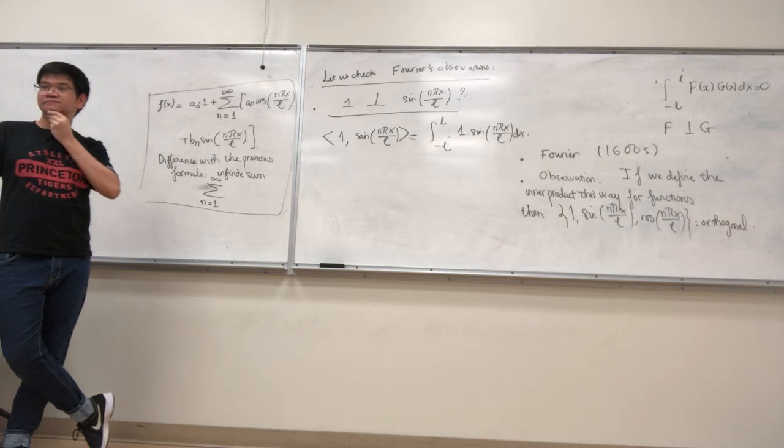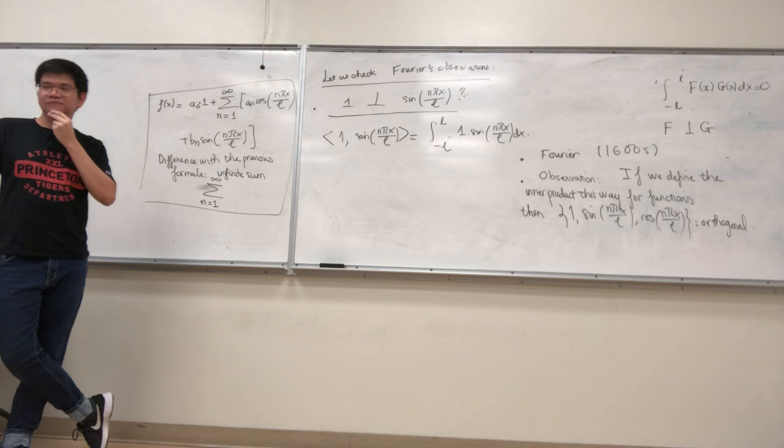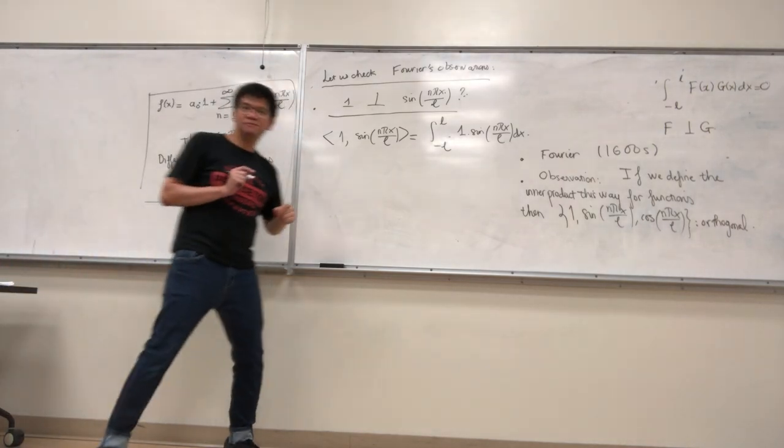Well, the integral ends up being negative cosine, and since cosine is periodic with period 2 pi, he says the result ends up being zero.